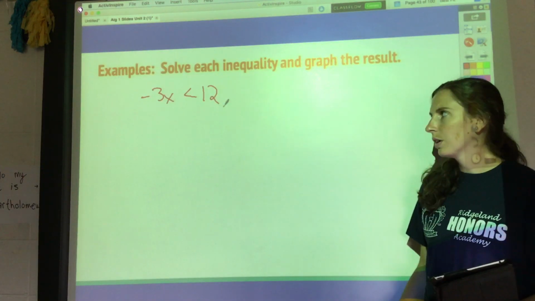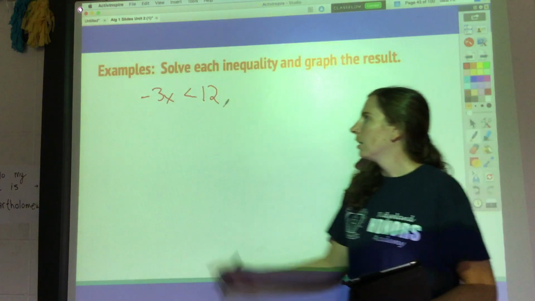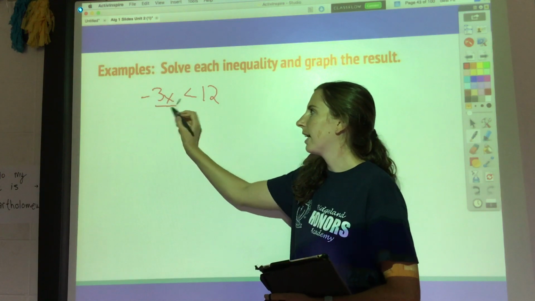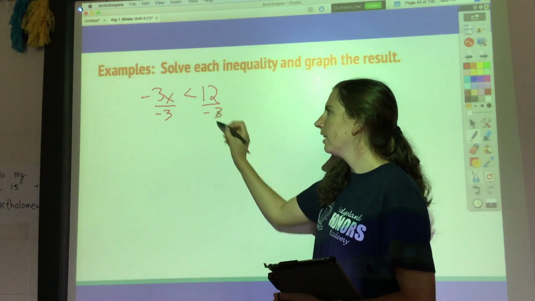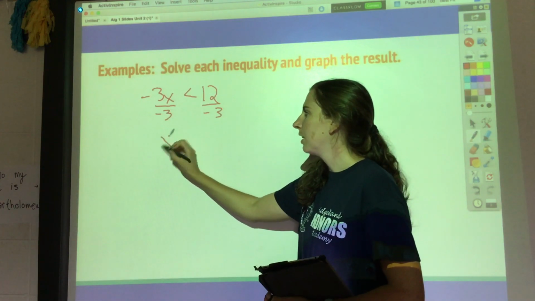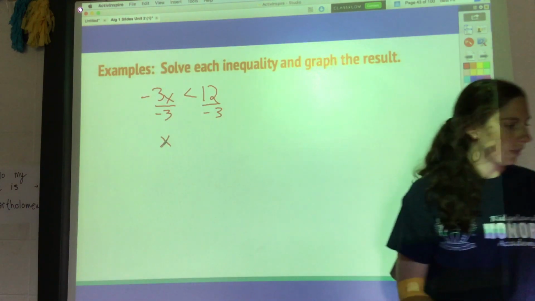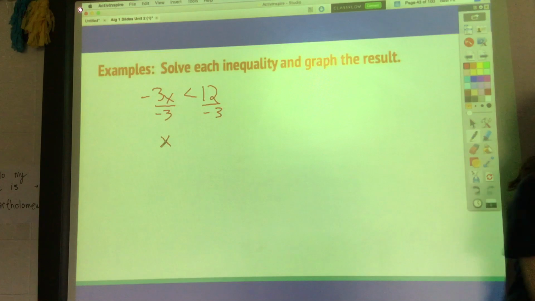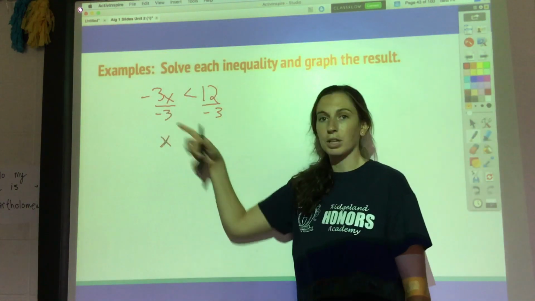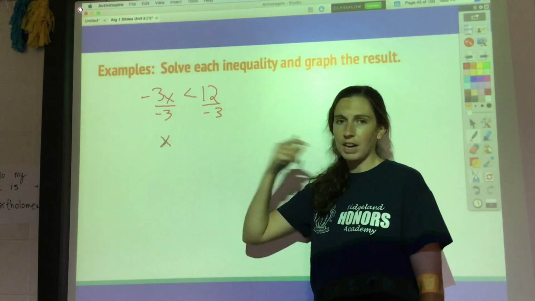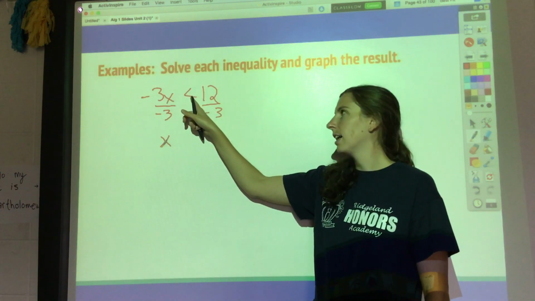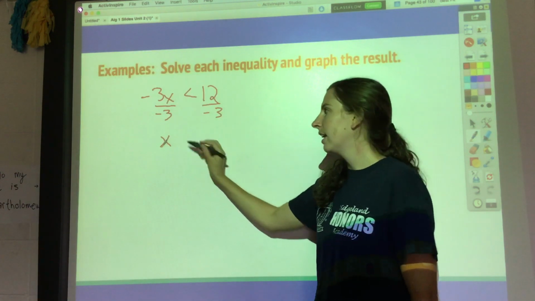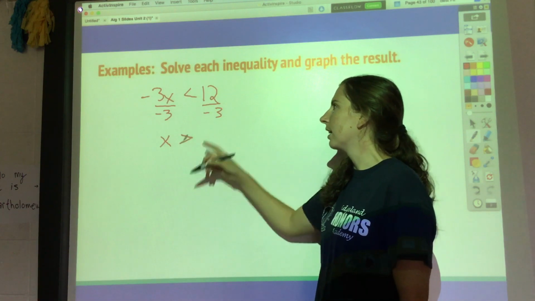Again, just like before, we're just trying to solve for x. So I'm going to divide by -3 since we were multiplying, and divide by -3 and get x by itself. This one you have to be careful though. This is an example of dividing by a negative. And remember, if you ever multiply or divide by a negative, you have to flip the inequality sign. So instead of less than, it's now greater than -4.